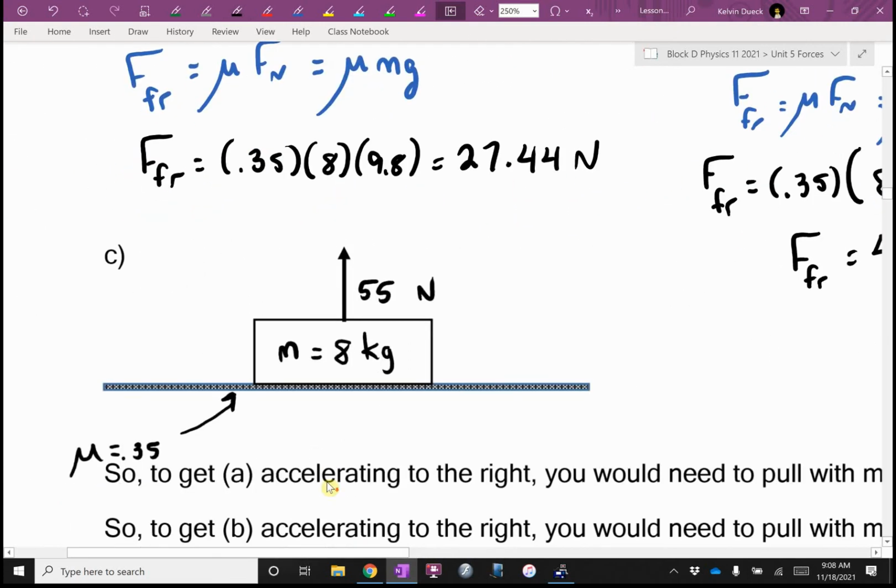Look at diagram C. Do you think friction is going to be bigger or smaller in diagram C? Why? So which force is that actually affecting? Why is friction smaller? Because the normal force is going to be smaller. Why is the normal force going to be smaller? It's not having to cancel out all of gravity.